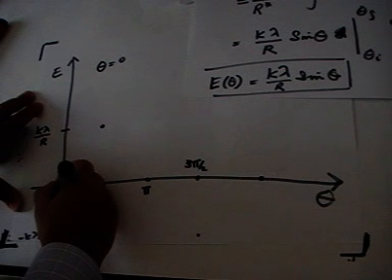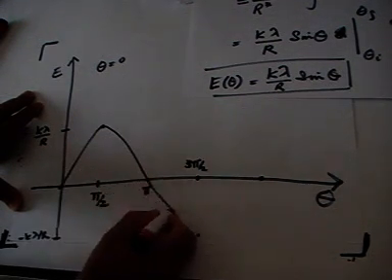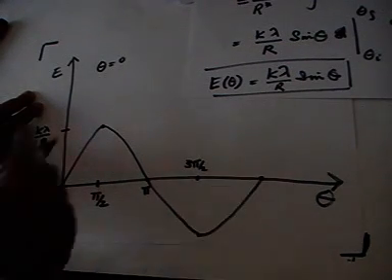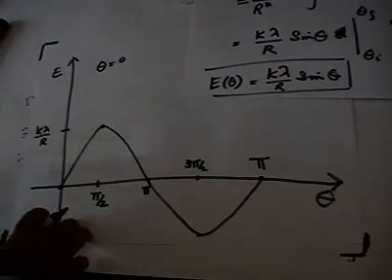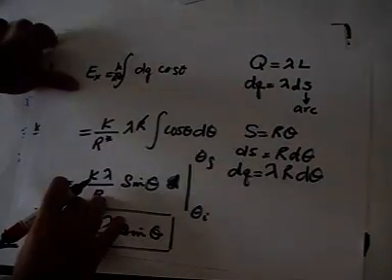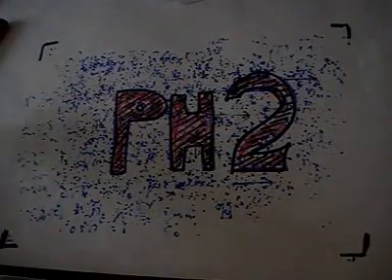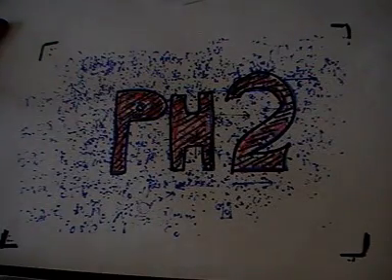So the function that I get for the electric field is a sinusoidal function that looks like that. Okay, this is pi, and that's the answer to this question here. That's the answer to question number 5.